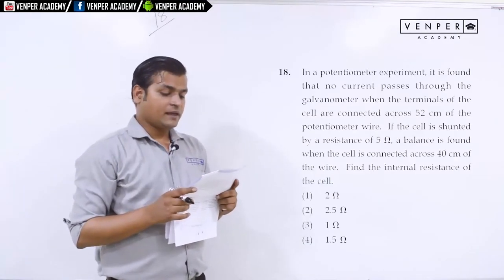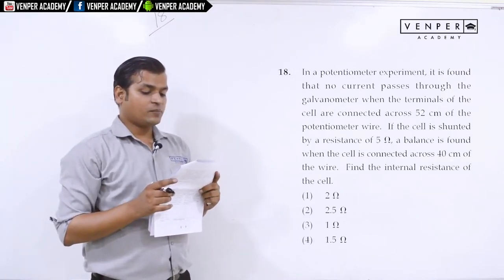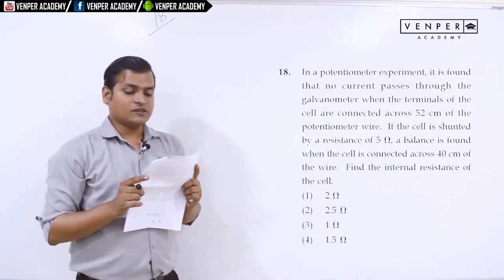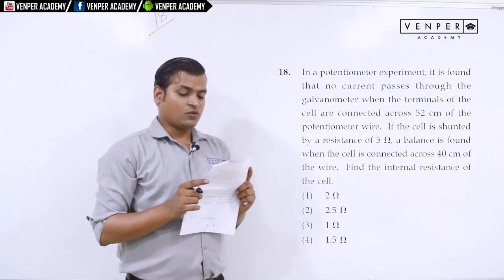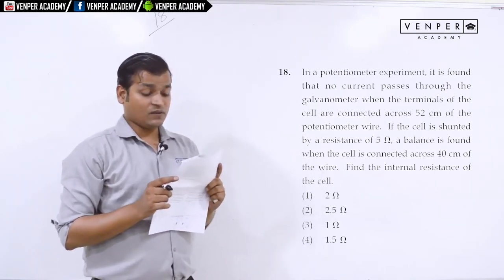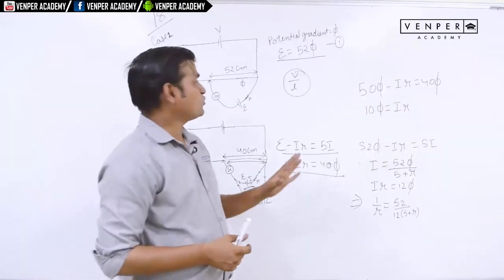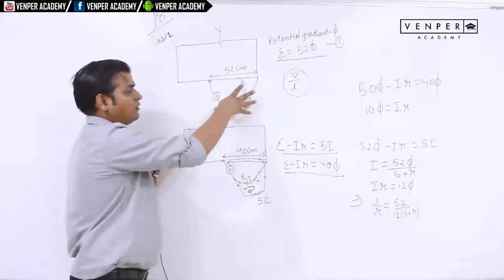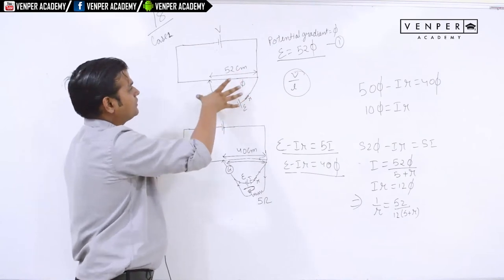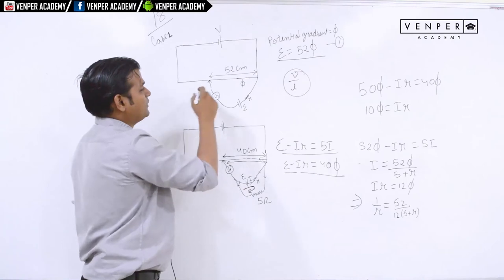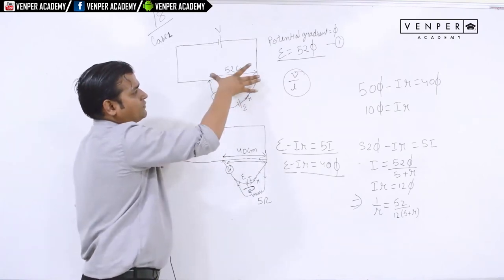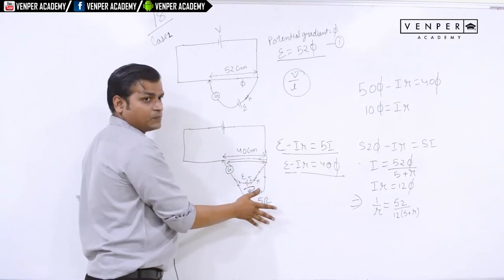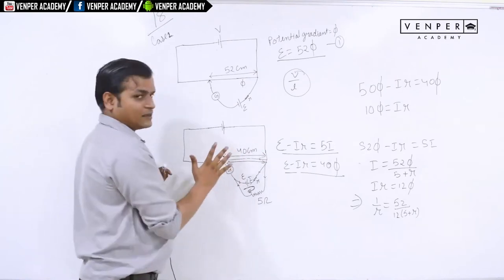Okay, question number 18. In a potentiometer experiment, it is found that no current passes through the galvanometer when the terminals of the cell are connected across 52 cm of the potentiometer wire. If the cell is shunted by a resistance of 5 ohm, a balance is found when the cell is connected across 40 cm of the wire. Find the internal resistance of the cell. See, this question is from potentiometer, and it is saying that when a cell of EMF E is connected in this potentiometer, the galvanometer shows zero deflection at 52 centimeter, clear. Again, if that same cell is shunted with a resistor having resistance 5 ohm, then the balance point shifts to 40 centimeter, clear.